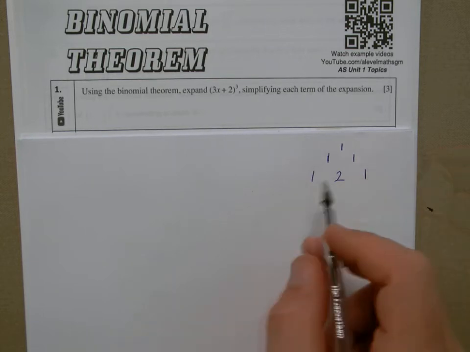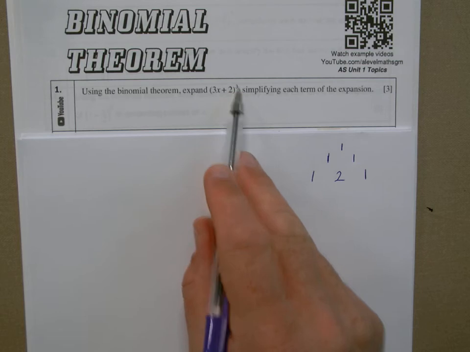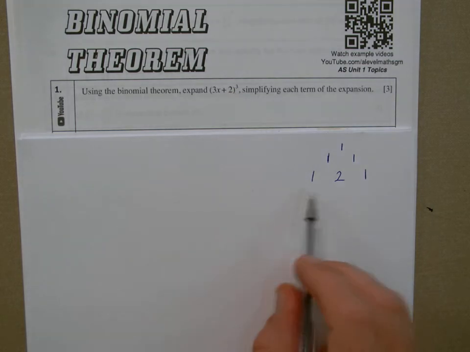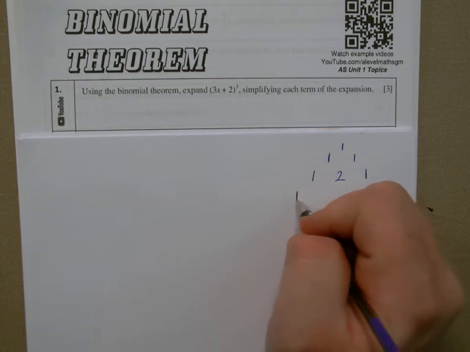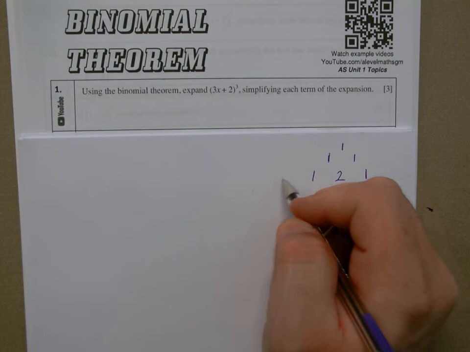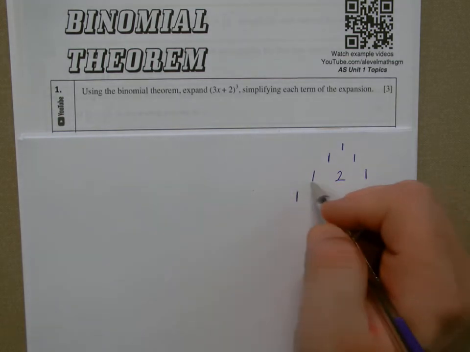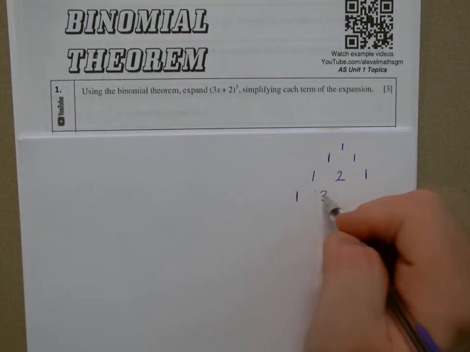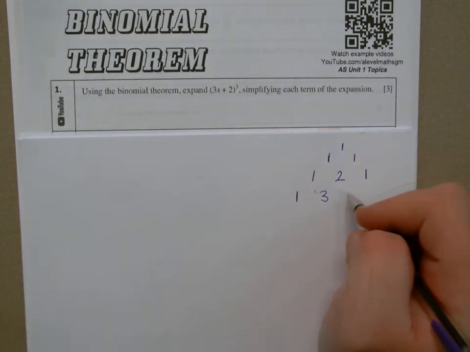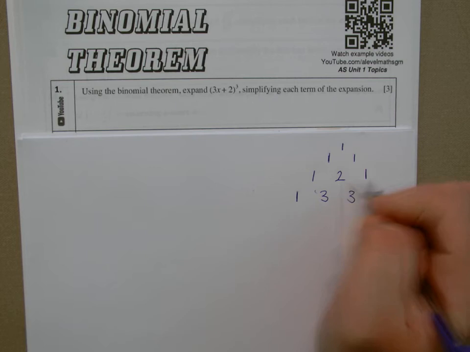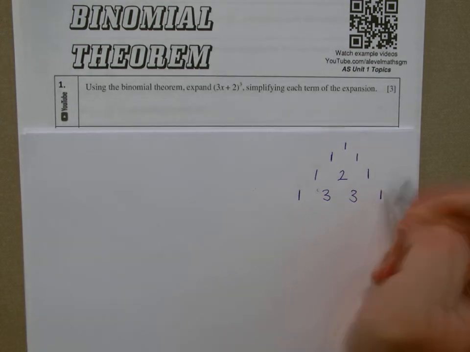We need to go one more row because it's power 3, and we need the 3 appearing here. So if I go one more row, I have 1 at the end again, because you've got 1 there and nothing here. Add them, you get 1. 1 and 2 make 3 here, so the 3 appears. That means we've got the row that we want in terms of the coefficients: 1, 3, 3, and 1 at the end.